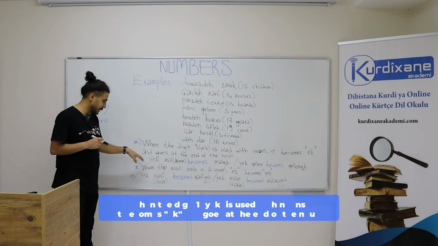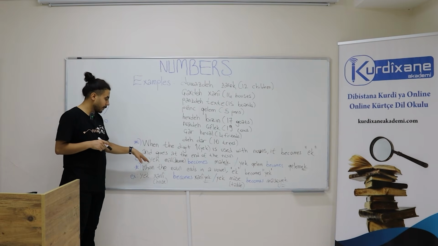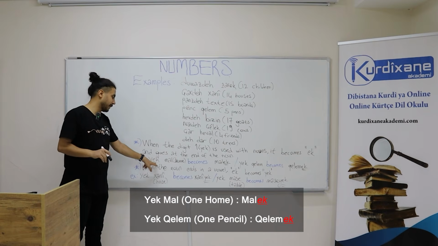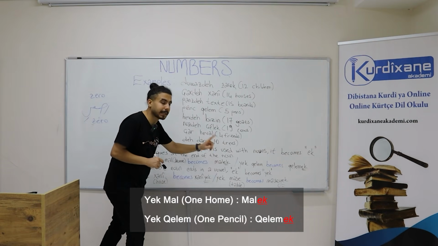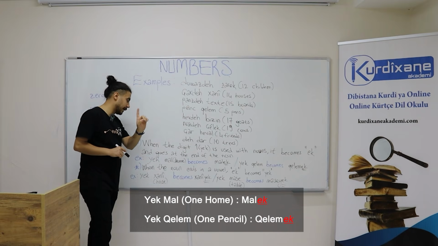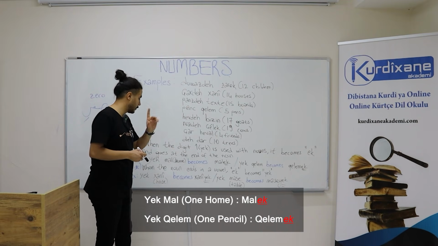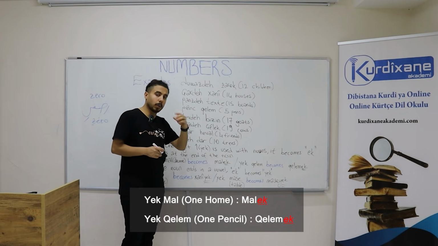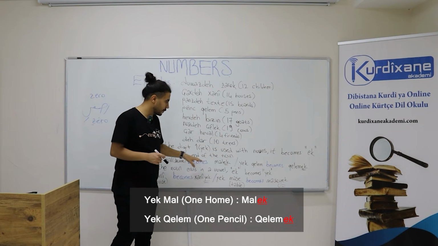So you're going to understand better with these examples. Yek mal, you don't say yek mal, because this yek becomes ek and it goes at the end of the noun. It becomes malek, one house, a house, or home. Yek mal, malek, one home, a home. Yek qalam, one pencil, a pencil, becomes qalamek.